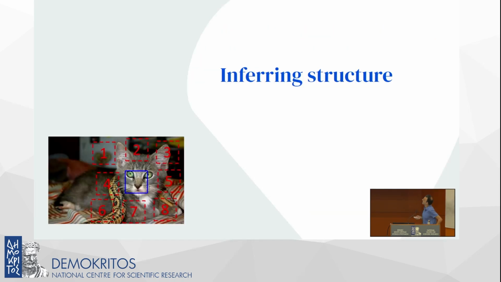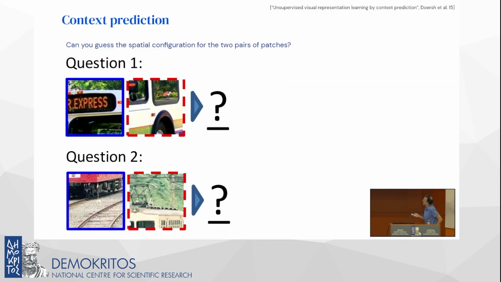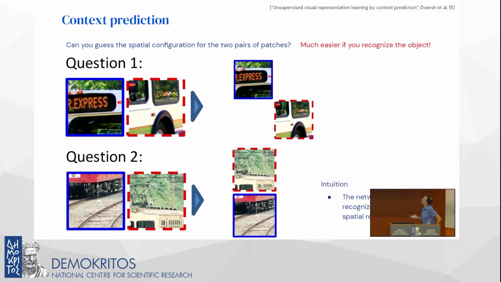Or just another example. This is the context prediction task. In this case, the task goes as follows. I give you 2 patches from an image, and I ask you to tell me what is the relative position of these 2 patches in the image. Again, the idea is similar. To be able to recognize the relative position of these 2 patches, you need to recognize the content. Otherwise, it's a very difficult task.